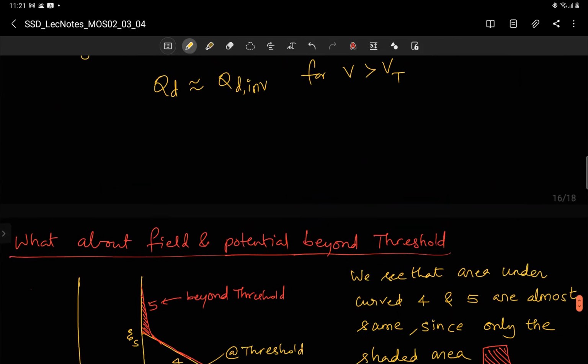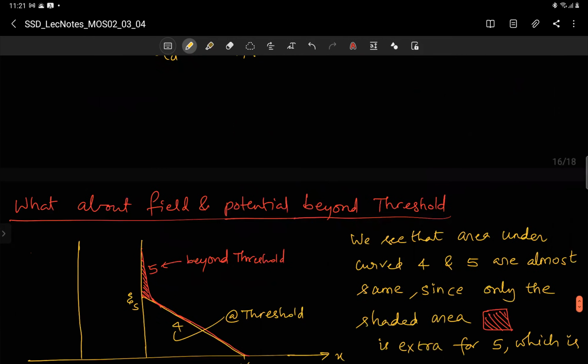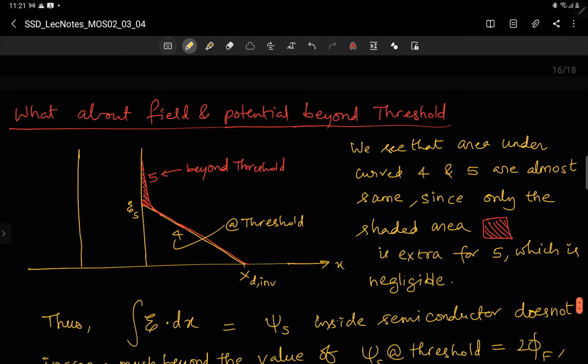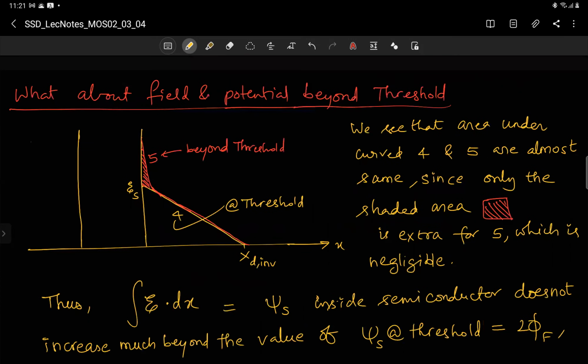What about field and potential beyond threshold? You have to connect it finally to the voltage applied, no? So from the charge picture, we are getting back to a voltage picture, and in between we have this field picture also. In the semiconductor, 4 corresponds to threshold, which is simply a triangle. So this XD inversion is the depletion width at inversion. ES is the constant electric field at the semiconductor surface.